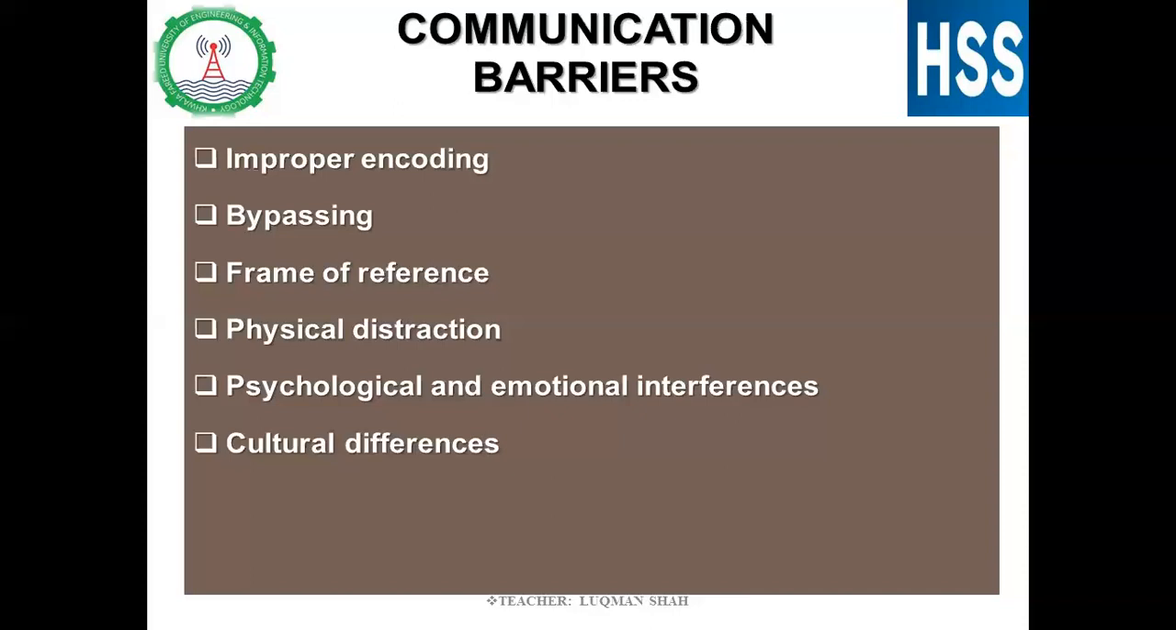Then bypassing. This is the second barrier to communication, and it arises when the sender assigns a meaning to any written or spoken stretch of communication and the receiver gets it as another meaning. Jaise hum kehte hain mera ye matlab nahi tha, aap mera matlab nahi samjhe, aapne mera galat matlab samjha. So when the sender is assigning one meaning and the receiver is deducing and understanding a different meaning, in that condition this barrier is called bypassing.